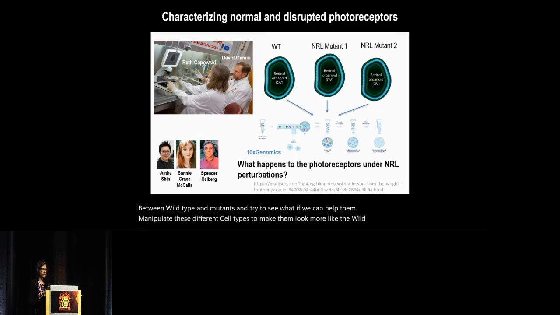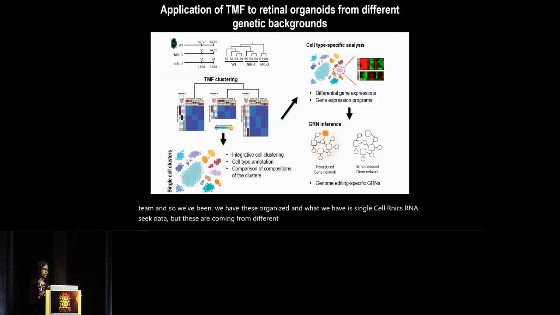So this is a team, and we have these organoids, and what we have is single cell RNA-seq data. But these are coming from different genetic lines, and they also come from different time points. We have two time points, 180-day and 270-day, and then there are the wild types and two types of mutations, NRL1 and NRL2. NRL1 is a more severe mutation, NRL2 is a less severe mutation. This is a workflow where we give these data sets to NMF, get clusters, and then look at what the gene programs are, and I want to tell you a little bit about that.